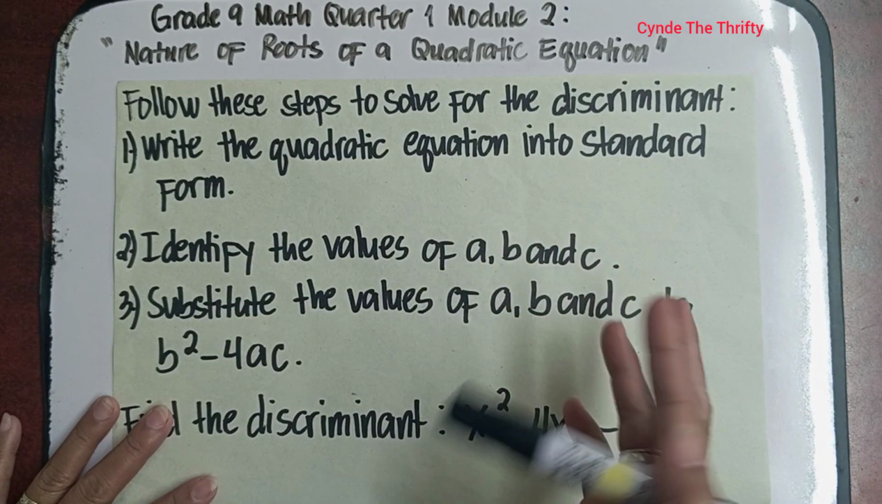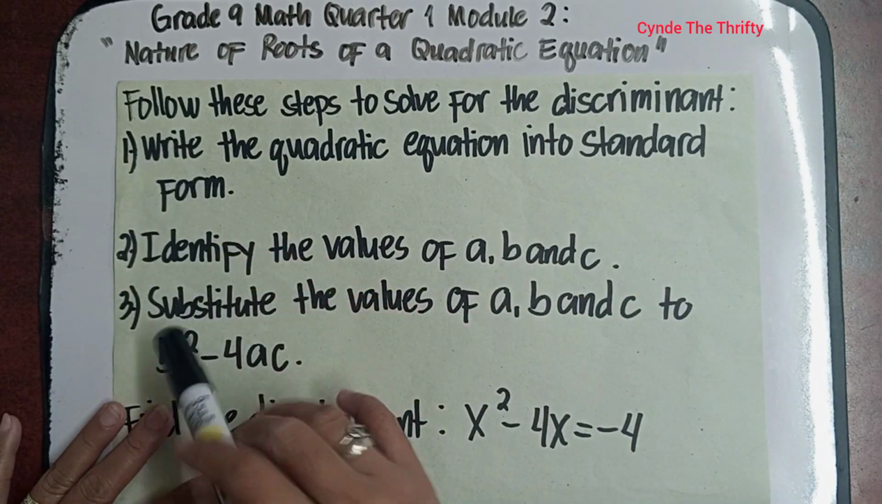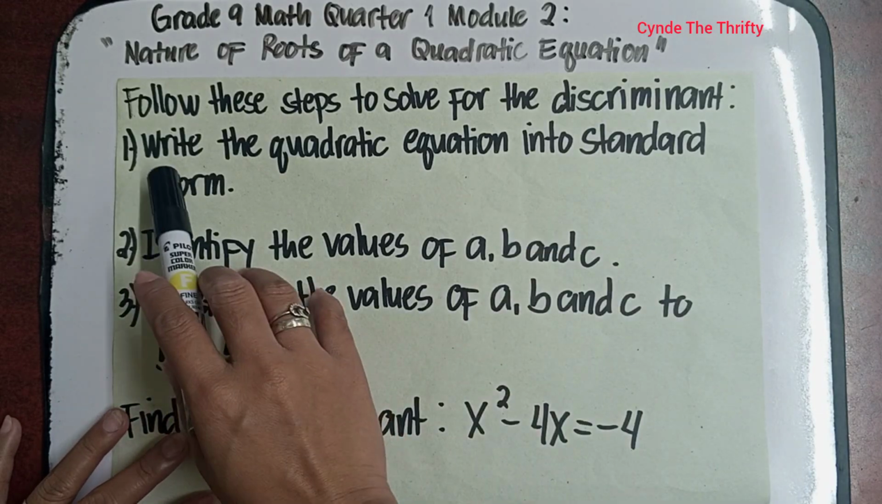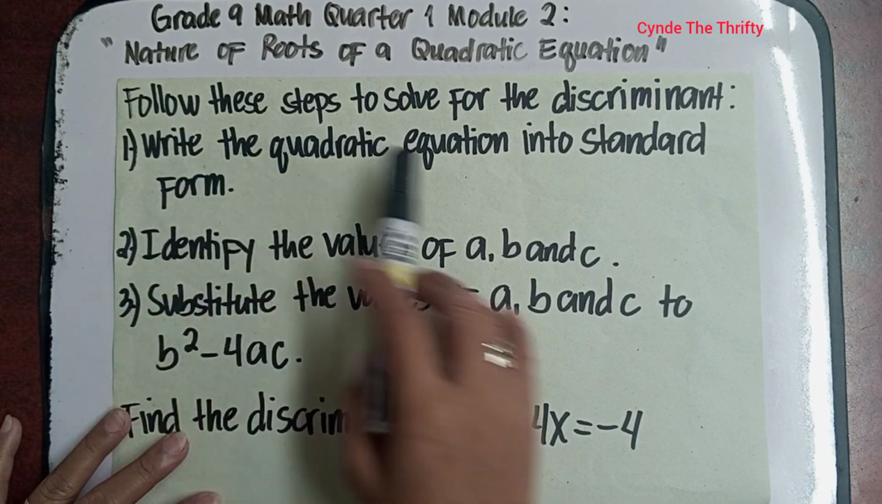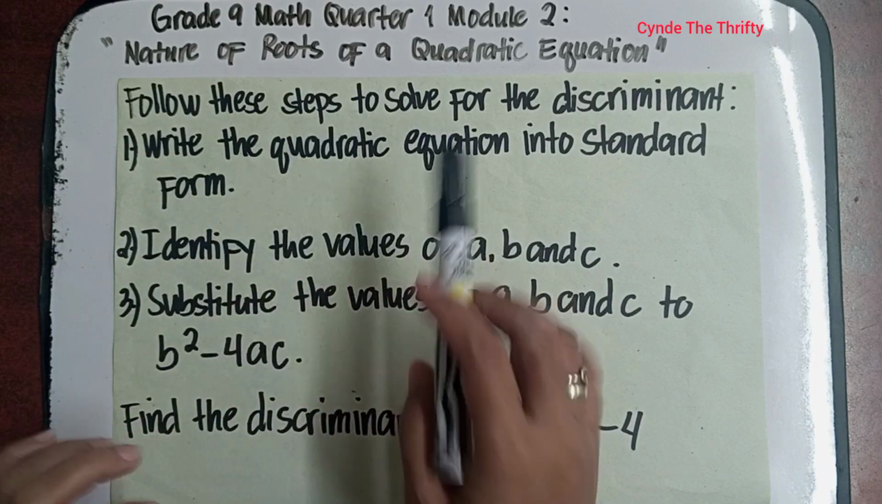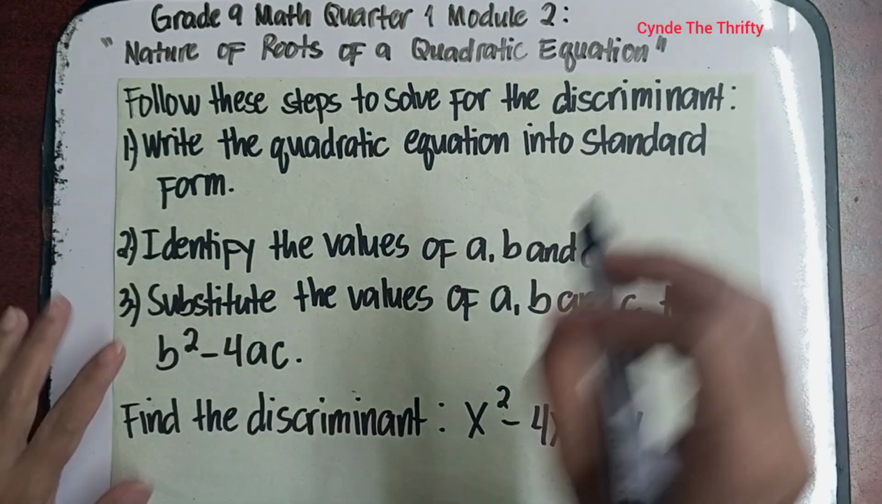Para ma-solve natin ang ating discriminant, meron tayong steps dito. Napakadali lang ng steps na ito para ma-solve natin ang discriminant. Okay, first, ang gagawin natin is write the quadratic equation into standard form. Okay, so kapag ang equation mo is hindi naka-standard form, kailangan mo siyang gawing standard form.